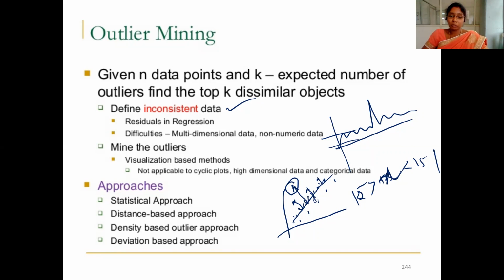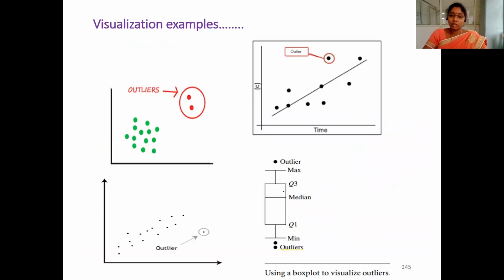Here visualization is one of the best methods for detecting outliers. Here are some examples of visualization techniques. If you have a graph and you project the data here, from this graph you can easily identify that these are the outliers. Similarly, from this graph, based on this distance, you can easily identify that this is an outlier. So here also this is an outlier. Here also, if you go with a box plot, the objects which fall outside the min-max range of the box plot are identified as outliers.